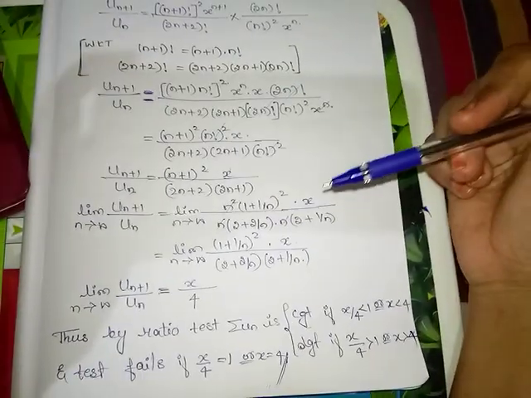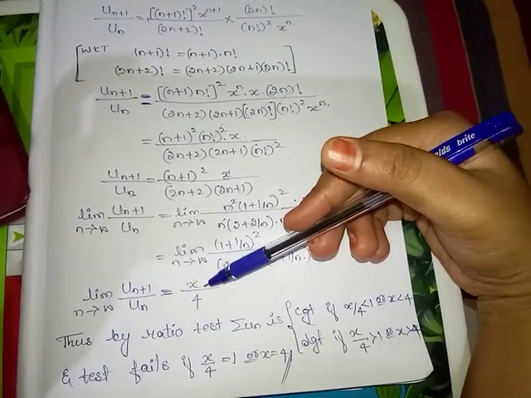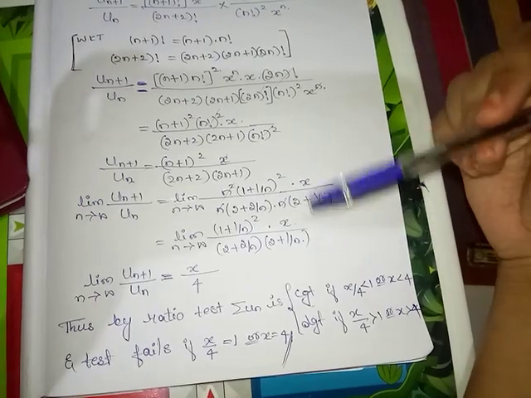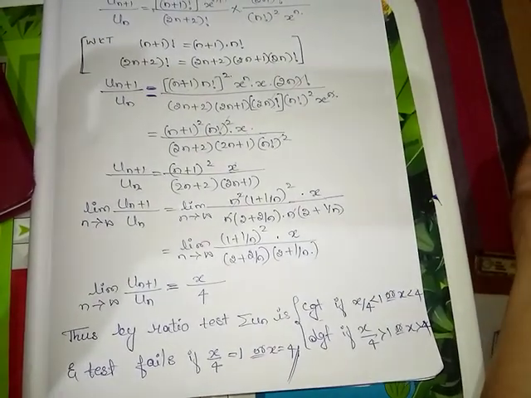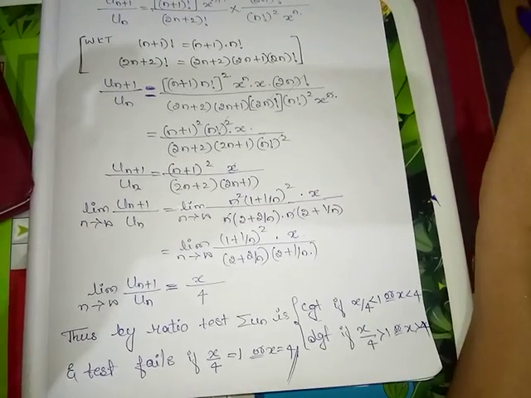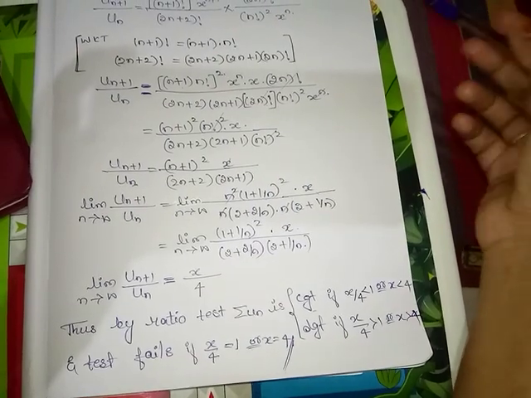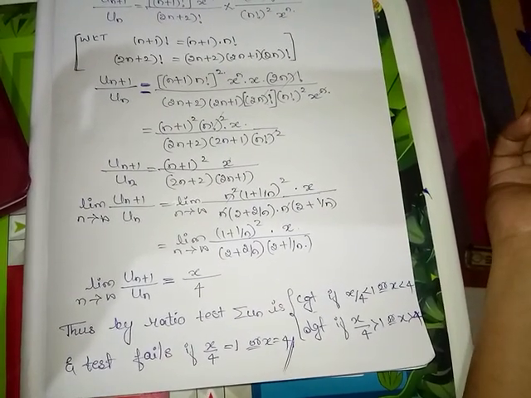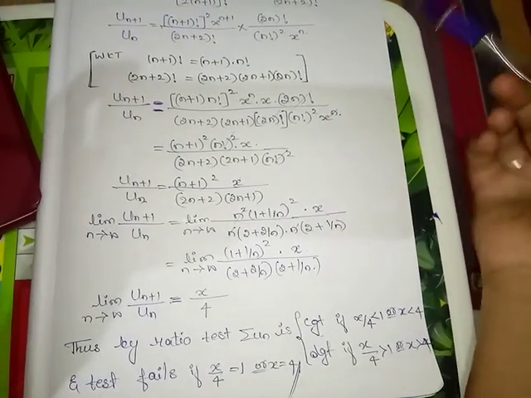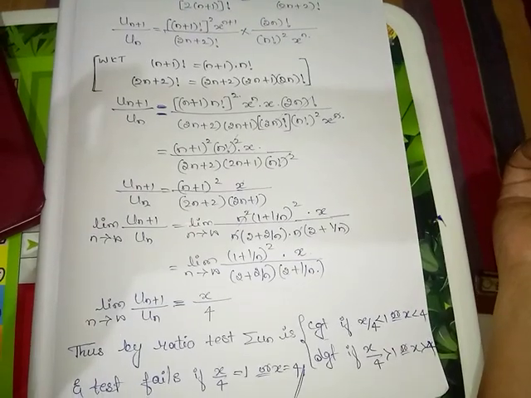For this example, we get the limiting value is x by 4 and we don't know the value of x, so we have to write the conclusion like this: the series is convergent if x by 4 is less than 1 or x is less than 4, and when x by 4 is greater than 1, the series will be divergent. If x by 4 is equal to 1 or x is equal to 4, the test fails for the given series.